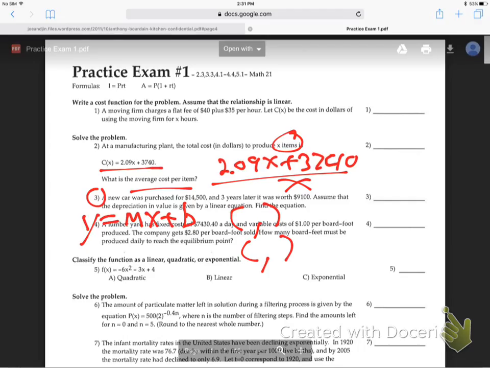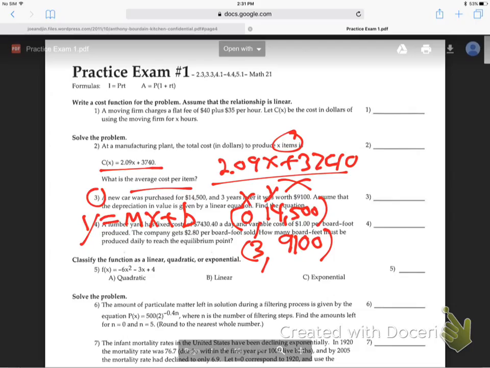Okay. What are the 2 points? 0 and 14,500. At 0 years old, brand new in other words, the car was worth 14,500. The x is the number of years old, and the y is the value of the car. When the car was 3 years old, it was worth 9,100. That's your x and your y. You can do it by hand or by calculator. They want you to find the equation, y equals mx plus b.